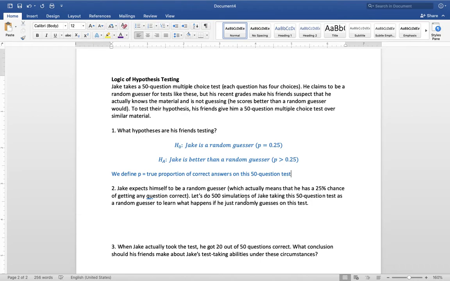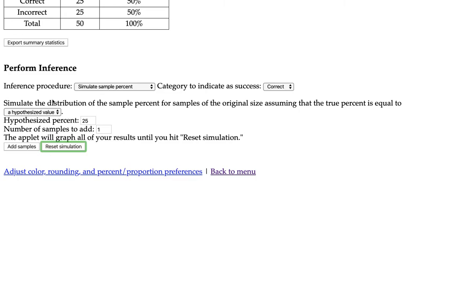And that's going to help build our distribution of what we expect to happen if someone who's a random guesser takes this test. So let's take a look at this. Our hypothesized percentage is that he's going to get 25% of his questions correct.